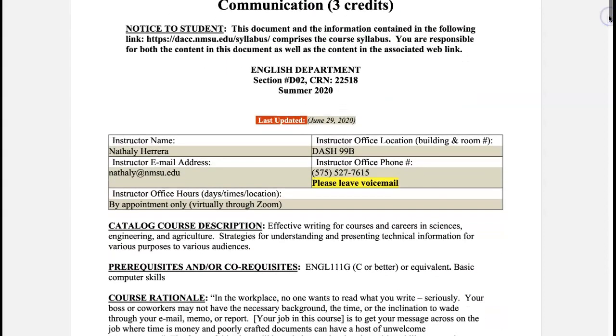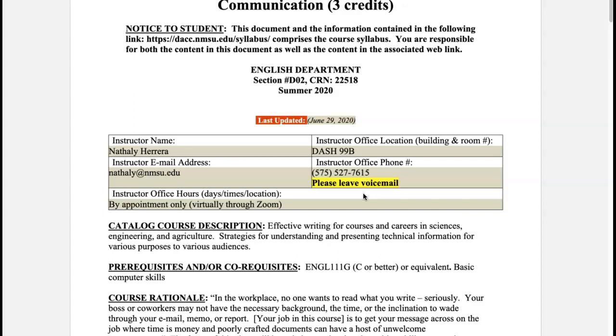For example, I do want to point out that the best way to contact me is through my email, natalie@nmsu.edu, or through Canvas inbox. Another thing is that I realize that sometimes maybe you'd like to talk in person, so I have included my office phone number. Now obviously I'm not in my office because nobody is allowed on campus, but if you call that number, I should be receiving your voicemail through my email. So that's something to keep in mind if you need to get a hold of me.